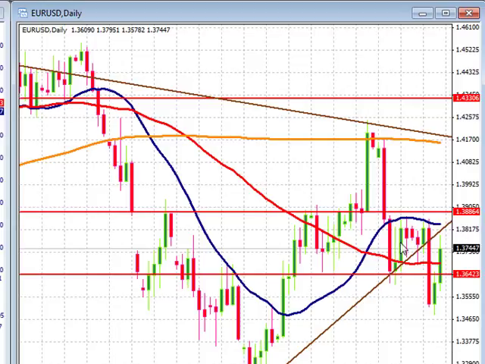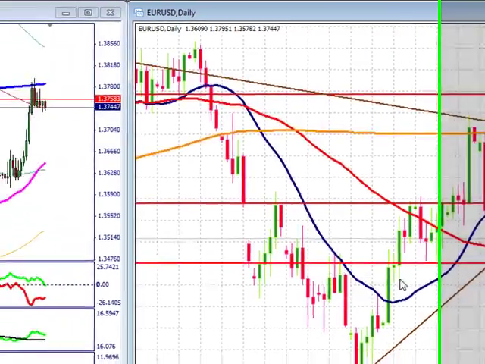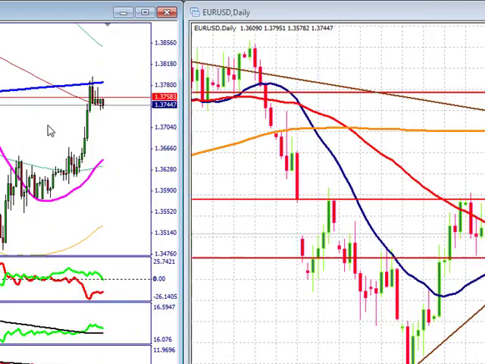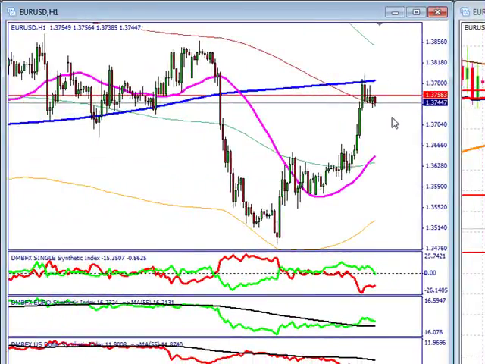So we're back in this range. What's going to be our catalyst to move us out? As we zoom in, we can see we're in a neutral zone below our long-term moving average. We can see that the euro is in control.